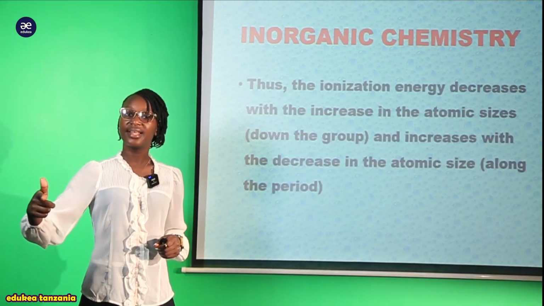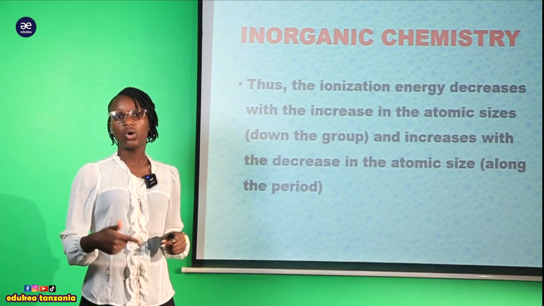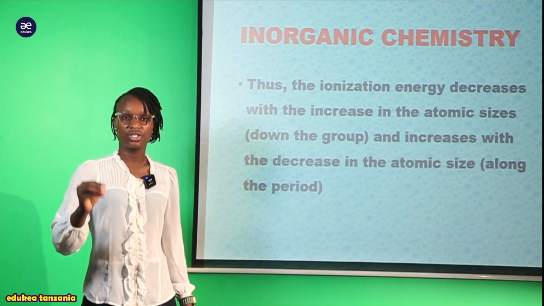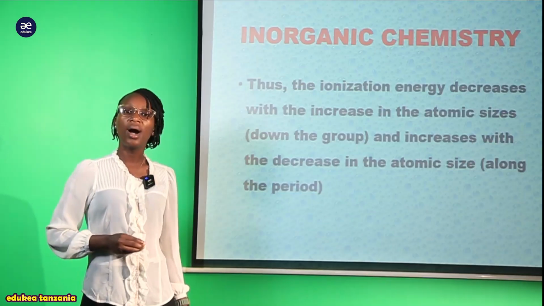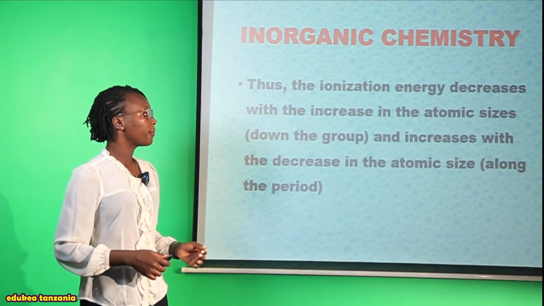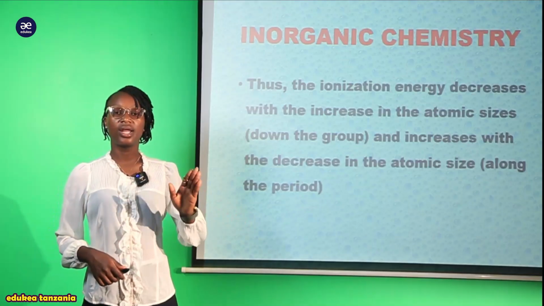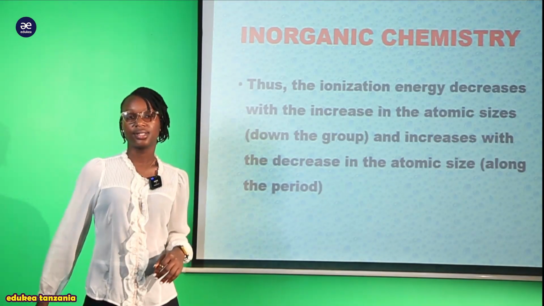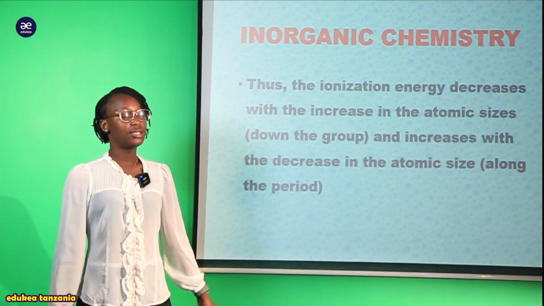Kwa hiyo itakuwa ni ngumu kuzitoa. Ni ngumu kutoa zile valence electron bonded to the what? Or attracted to the nuclear. Sasa kama ni ngumu, mean that we need the large energy. Tunahitaji energy kubwa ili kuweza kuremove zile electron. That's why anasema kwamba increase, mean that the ionization energy increase with the decrease in the atomic size. Increase with the decrease in atomic size.